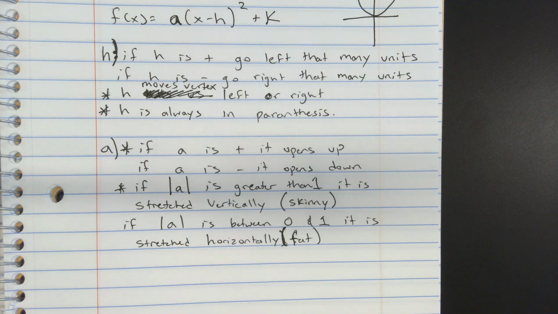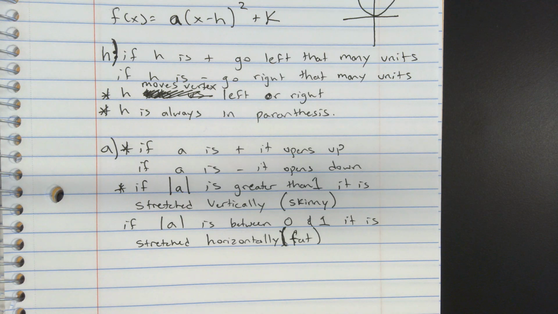If A is greater than 1, so if this was a normal parabola right there, as A gets bigger than 1, it gets skinnier, or stretched vertically. To the point where you have like 7x squared, it would look like this. Or 15x squared, it would look almost like that. Okay? But if it's between 0 and 1, it's fatter.